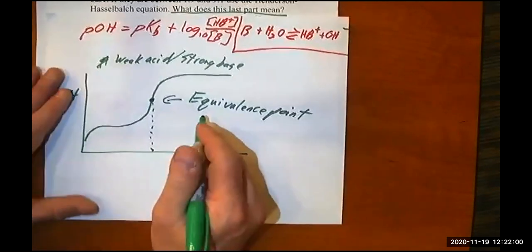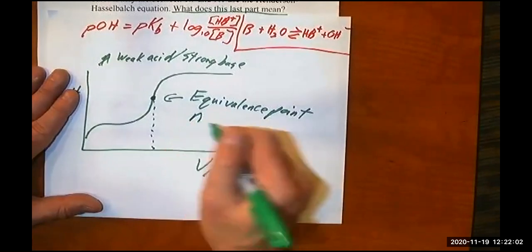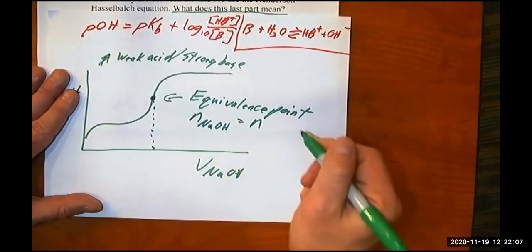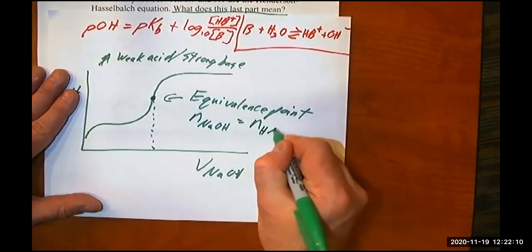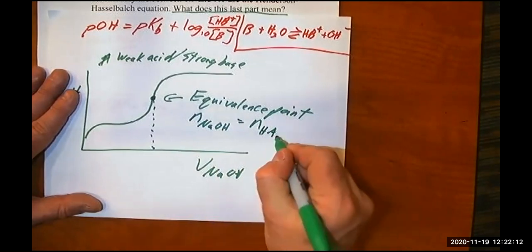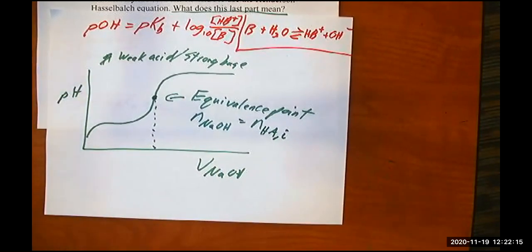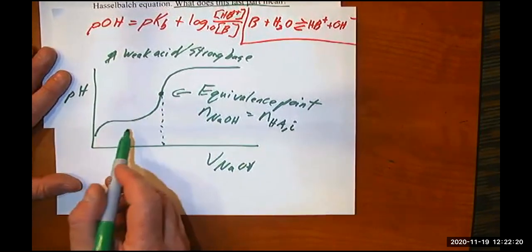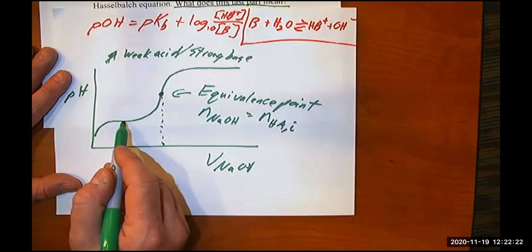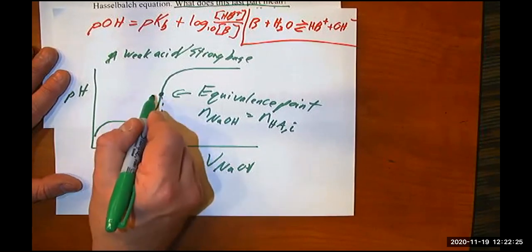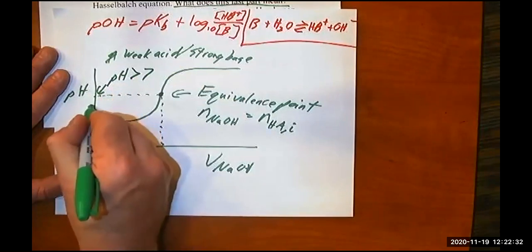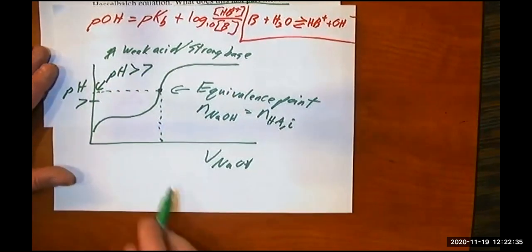And this is the point at which the number of moles of added base equals the number of moles of the weak acid that you started with. In this case, where we have the buffer region in the acidic portion, we are going to end up with a pH greater than 7. So 7 is going to be down here somewhere.